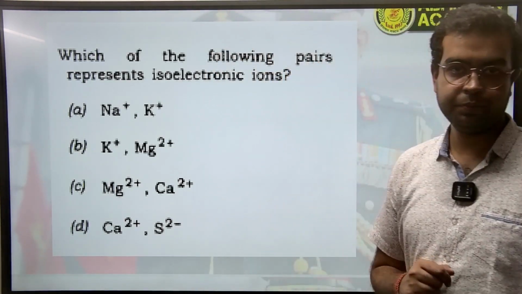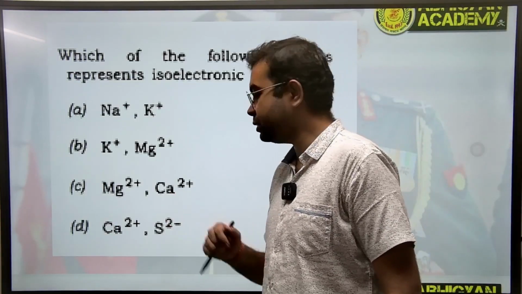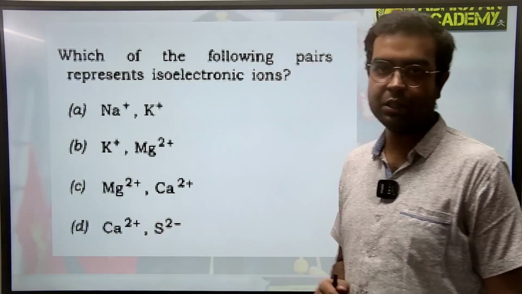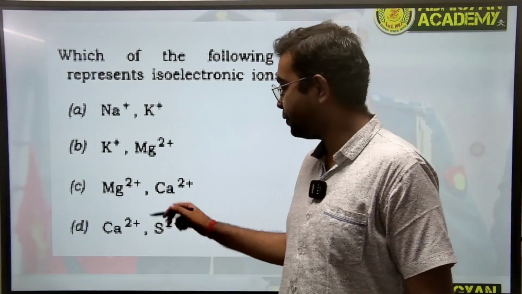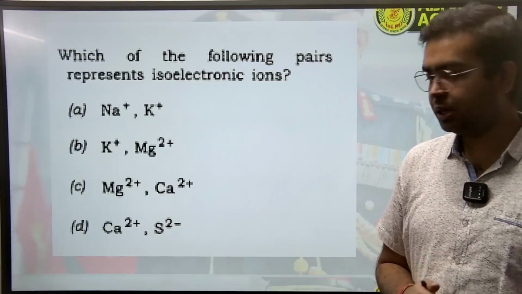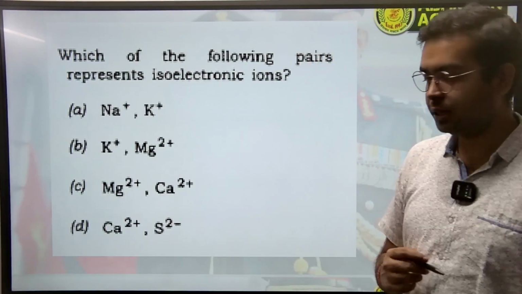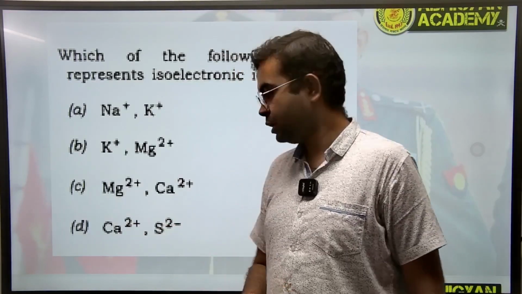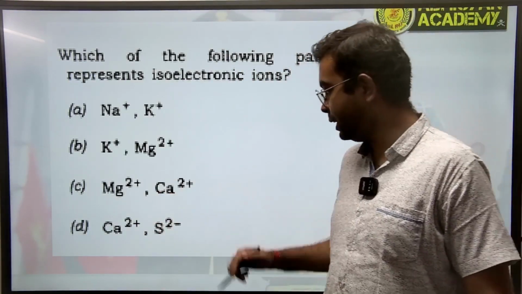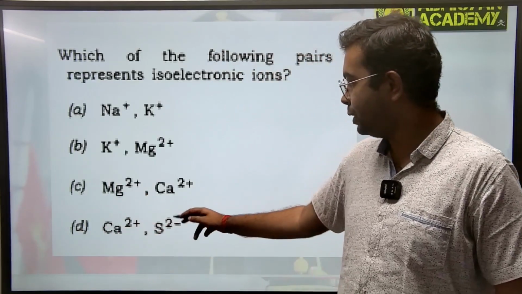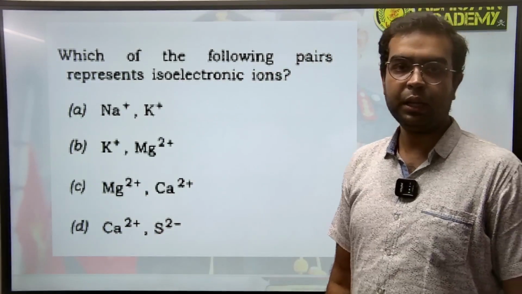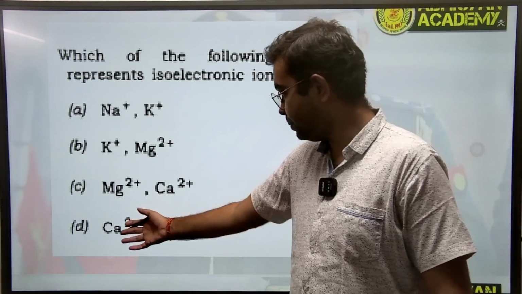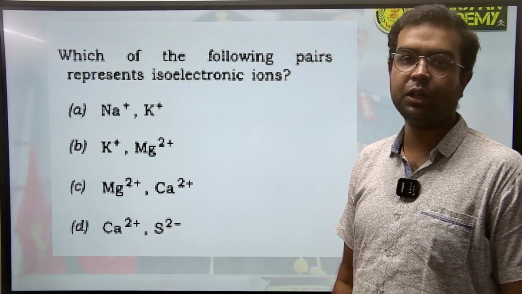Have a look at sulfur. Sulfur has 16 electrons normally, but it is written as sulfur 2 minus. That means sulfur has 2 electrons extra. So 16 plus 2 gives you 18. And for calcium, 20 minus 2, because we have 2 electrons less here. So 20 minus 2 gives you 18. So option D is your correct answer. Both calcium 2 plus and sulfur 2 minus have 18 electrons each, and it's the same electronic configuration. They have the same number of electrons, so they are known as isoelectronic pairs.